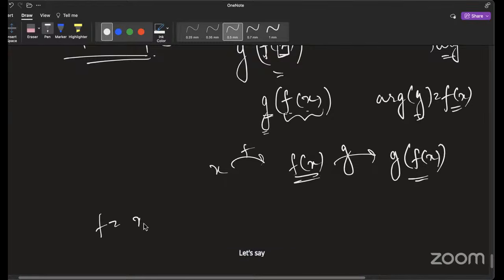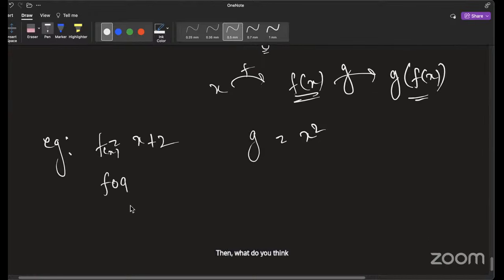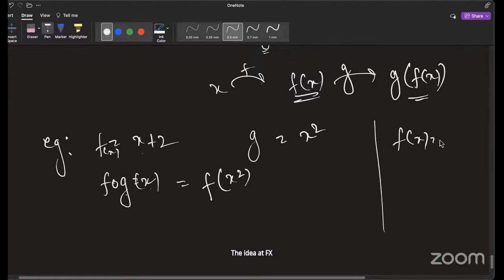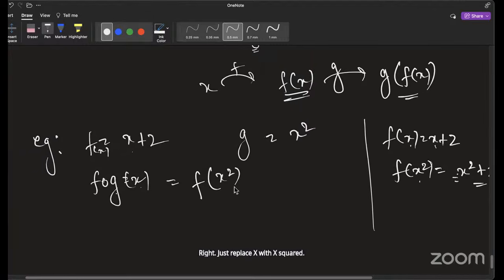Let's do one example on this. Let's say f(x) equals x plus 2, and g(x) equals x square. Then what do you think is f o g? Let's do it step by step. First you apply g to x, so you get x square. Then you apply f to it. Your f(x) is x plus 2, so just replace x with x square, because now your argument is x square. This is x square plus 2.